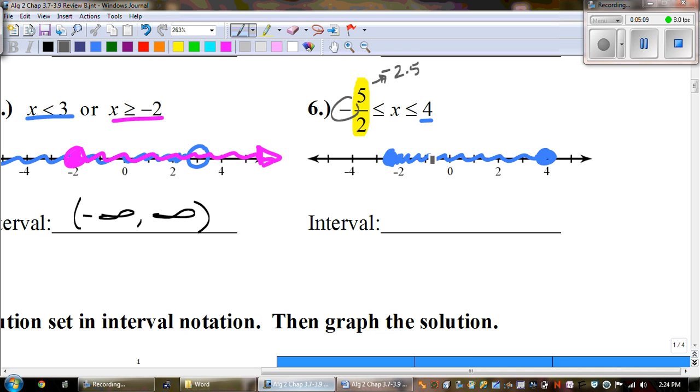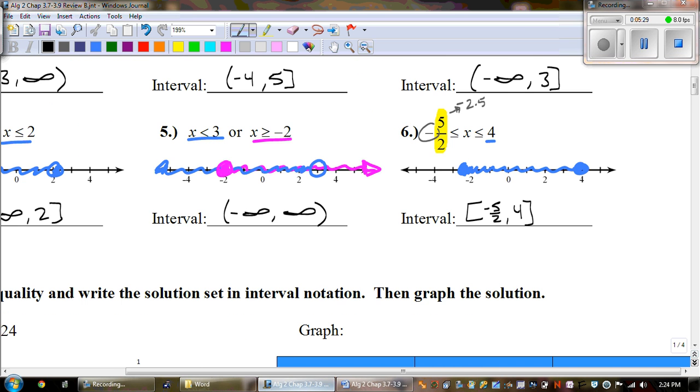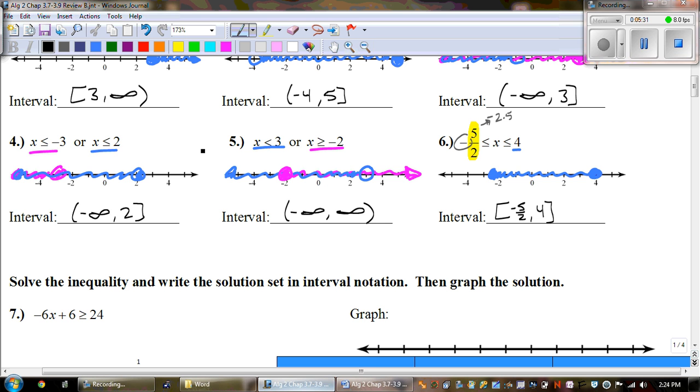Go ahead and see if you can write that in interval notation. Well, it starts at -5/2 with a bracket, and then it goes to +4 with a bracket. All right, so there's problems 1 through 6.